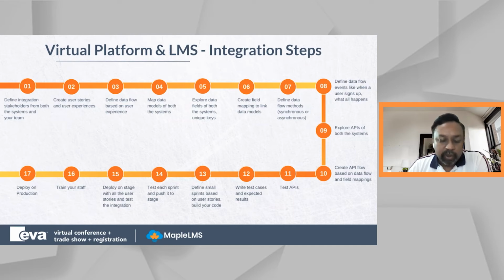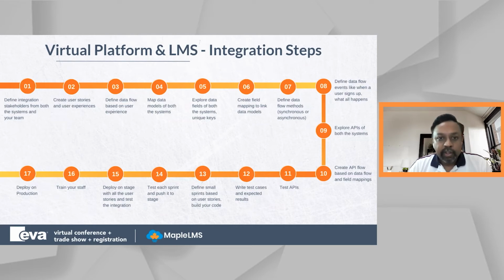Now the next step is to define data flow events. Similarly, as I mentioned, you define the particular events where the data synchronization will be executed, like when a user registers, when a session starts, when a session ends, or when a new conference is created, it should be notified to the users in LMS. These are all data initiation events, so you should define them while defining the complete integration plan.